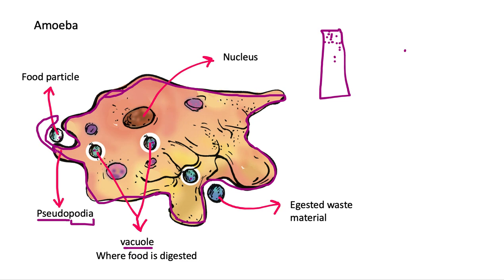Now what will happen is this food particle will be trapped in this area. And that area is called the vacuole. This is where the food is digested. So the food is engulfed by the pseudopodia, and it becomes a part of the vacuole. Inside the vacuole, the food is digested. The digestive juices are secreted into the food vacuole. They act on the food, and then they break it down into simpler substances. Then slowly the digested food is absorbed.